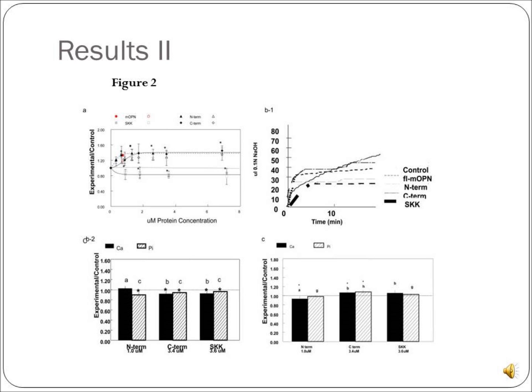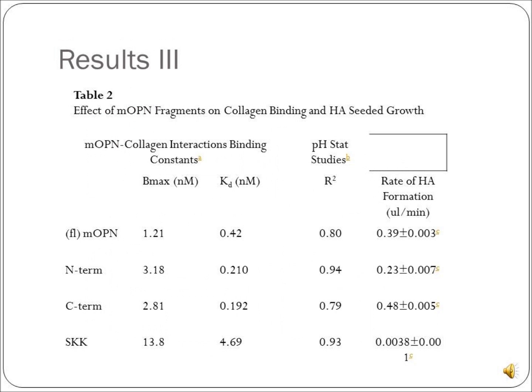In this figure, all three fragments inhibited HA-seeded growth in the pH stat and the gelatin gel system in comparison to the uncoated HA. The central SKK fragment was the most effective inhibitor in the pH stat. In this figure, the central SKK fragment lost its inhibitory effect, but the N-terminal fragment and the C-terminal fragment acted as inhibitors when coated on fibrillar collagen.